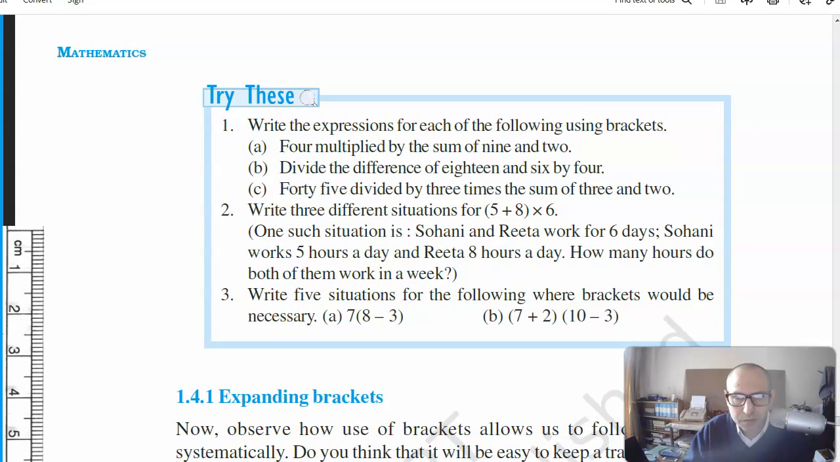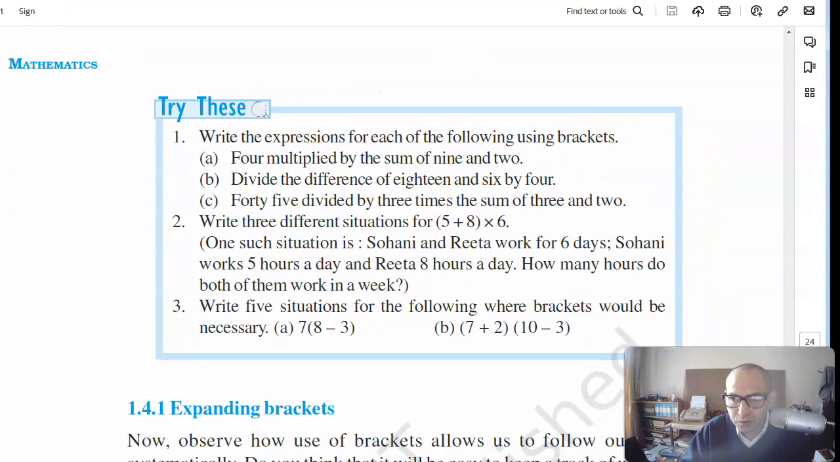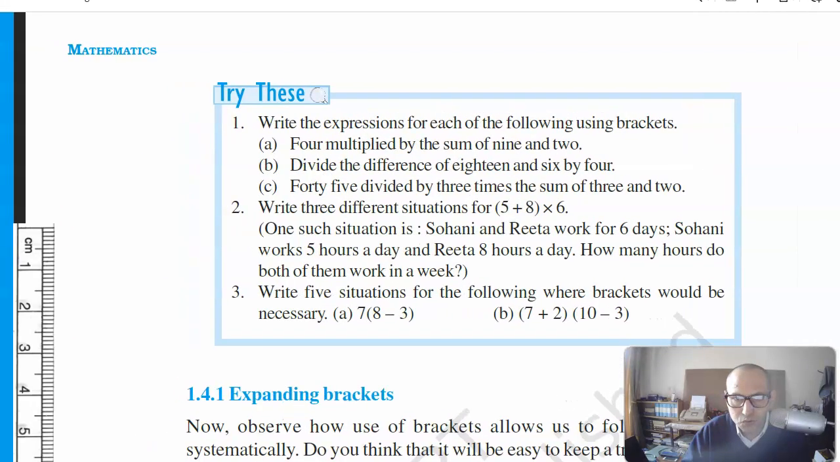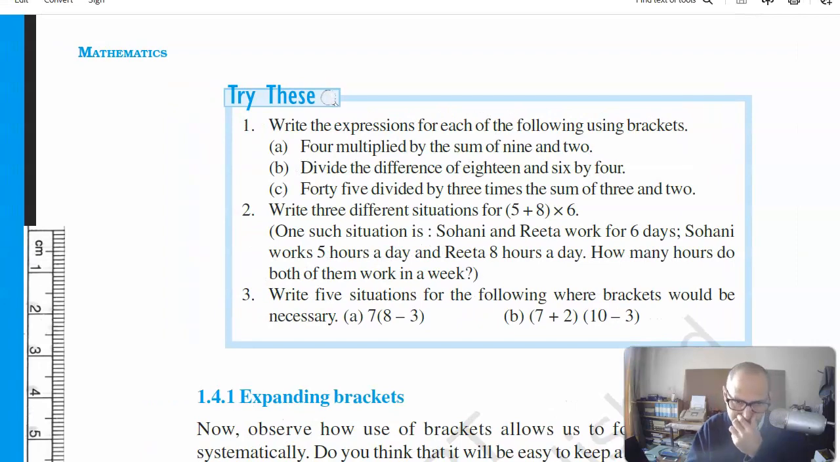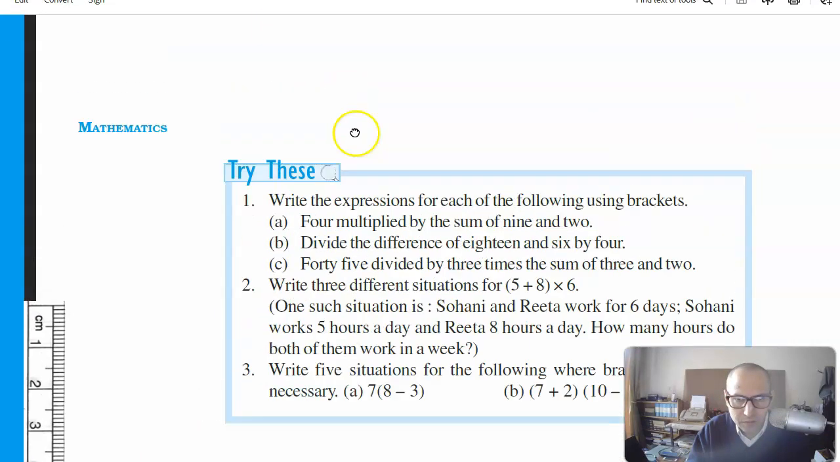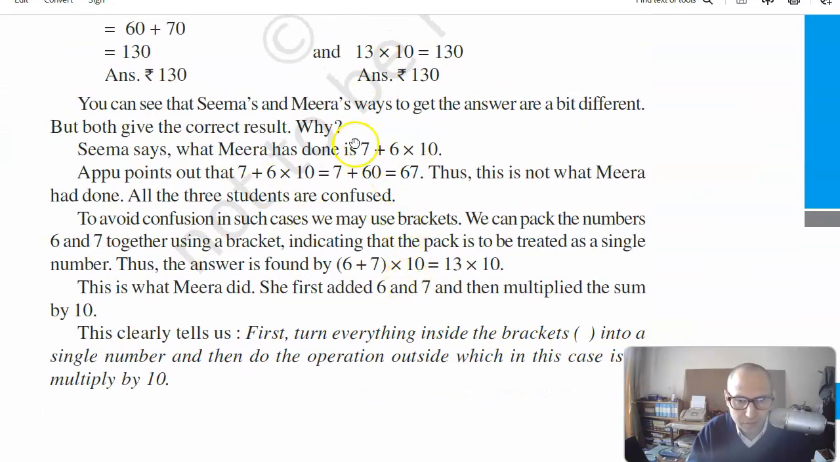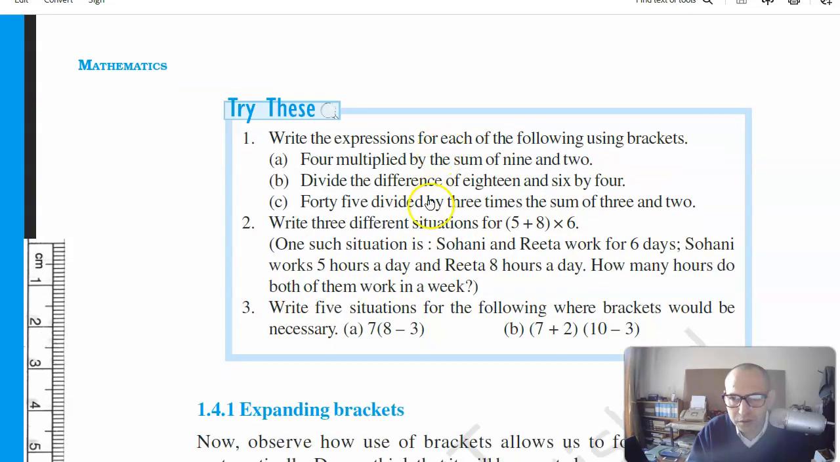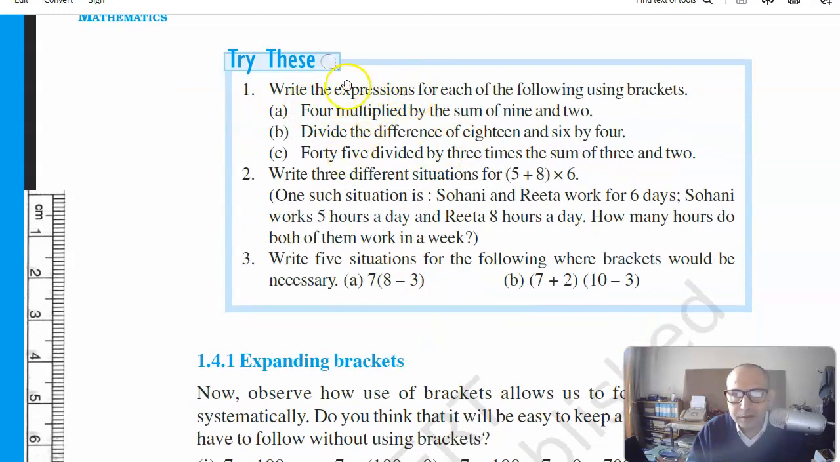I'm taking this video from the same text, chapter 1 of class 6. And this is page 24, if you have the electronic book. This part, try these, comes exactly after using brackets in mathematical expressions. And so you want to write the expressions for each of the following using brackets.